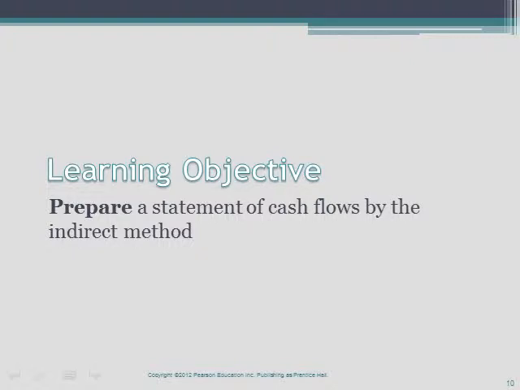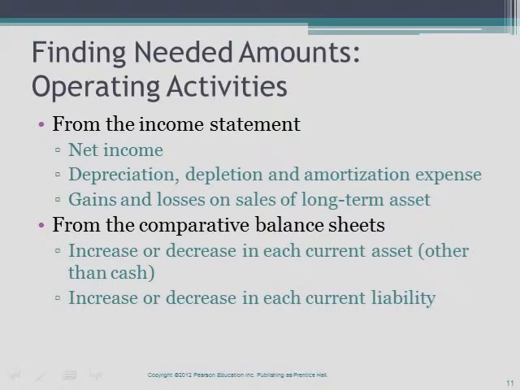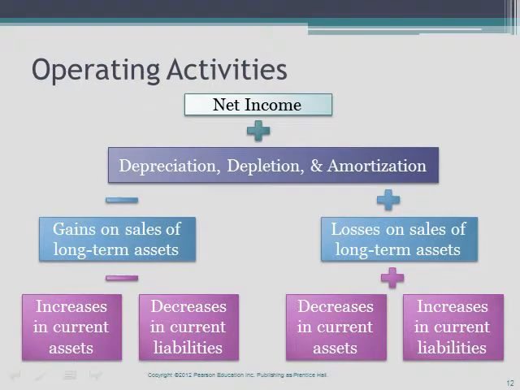And so next we want to prepare a statement of cash flows using the indirect method. To do this, from the income statement, we take net income, depreciation, depletion, and amortization expense, and any gains or losses on the sale of long-term assets. And from the comparative balance sheet, we compute the increase or decrease in each current asset and current liability account. The operating section begins with the net income taken from the income statement and is followed by adjustments to reconcile net income to net cash provided by operations.